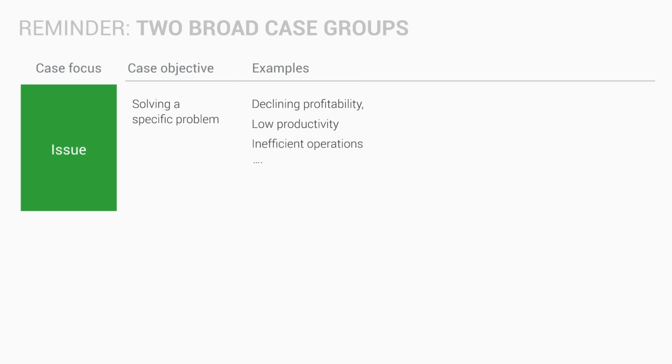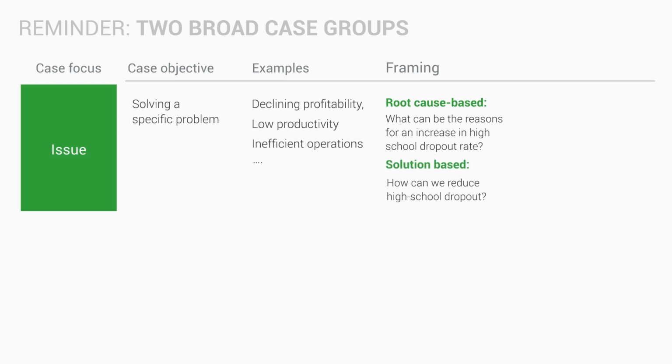Such cases can be broadly clustered into two subgroups: cases where you need to identify the root cause of a problem, such as, for example, identifying the reasons for an increase in the high school dropout rate, and solution-based cases, where the focus is brainstorming about potential solutions to a problem, such as reducing the high school dropout rate. Whilst the two groups of cases have different primary objectives, in both, the objective is to 1. Identify the root cause of the issue, and 2. To come up with a solution.